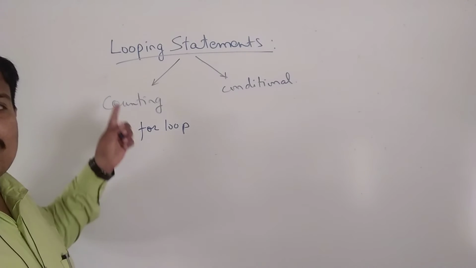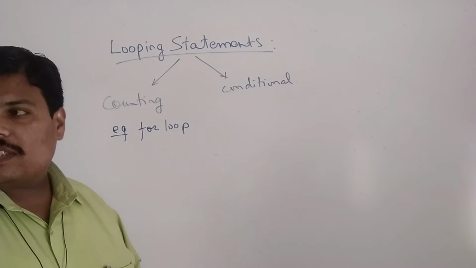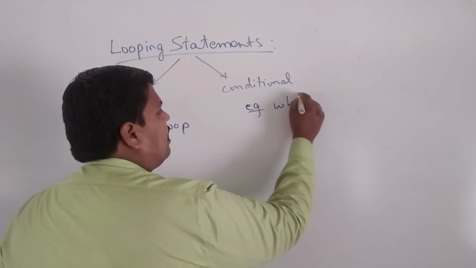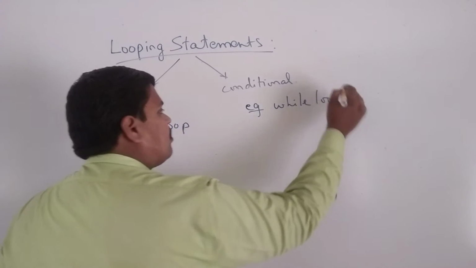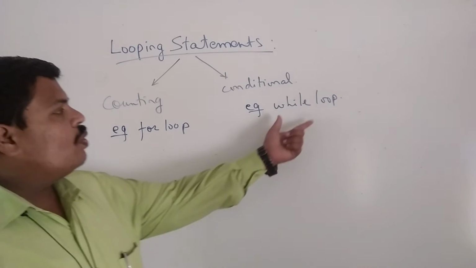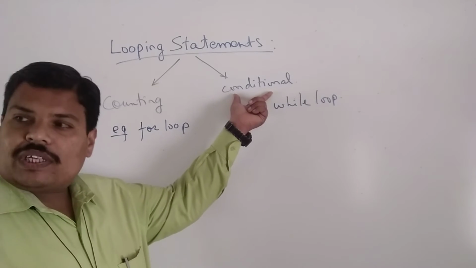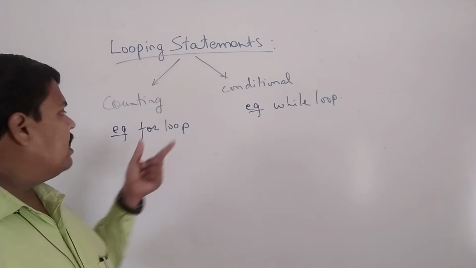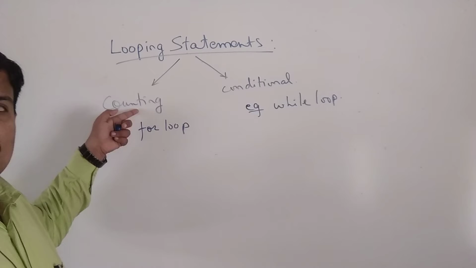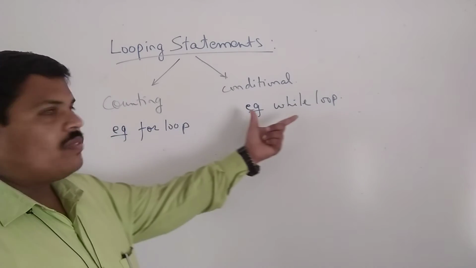The for loop is a counting loop because in a for loop we can mention the number of repetitions. And the example of the conditional loop is the while loop. The while loop will always consider some condition up to which the looping will carry on, while the for loop will contain the number of repetitions. Now we will study each of them.